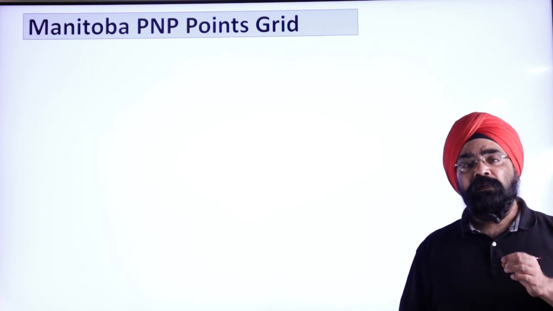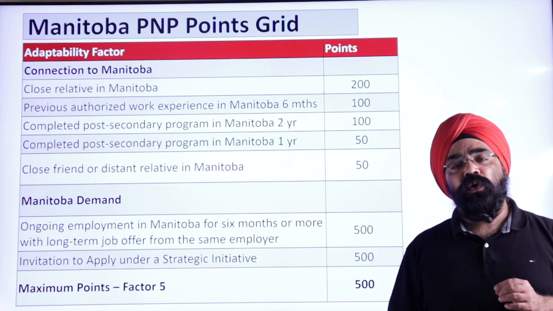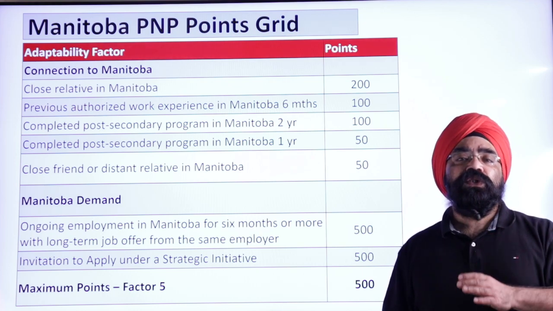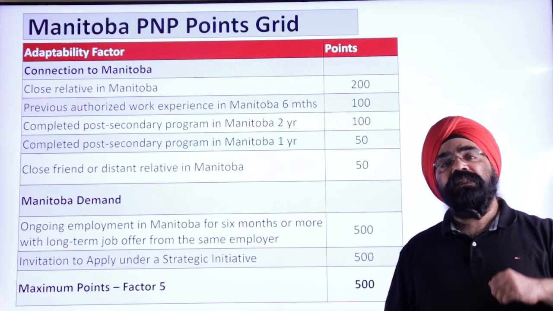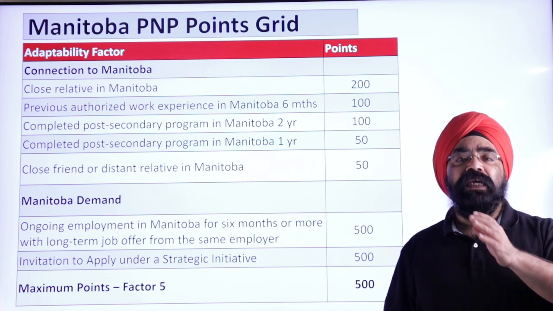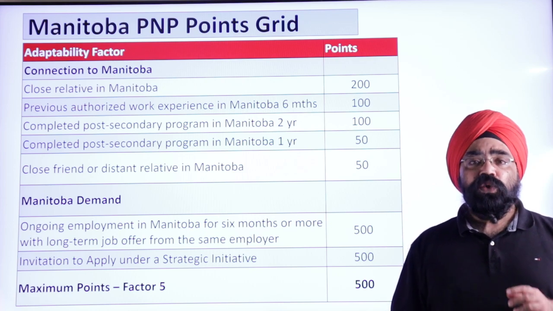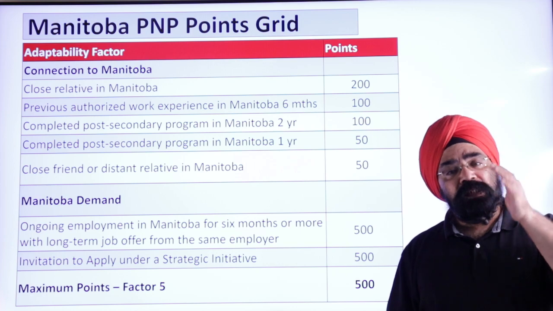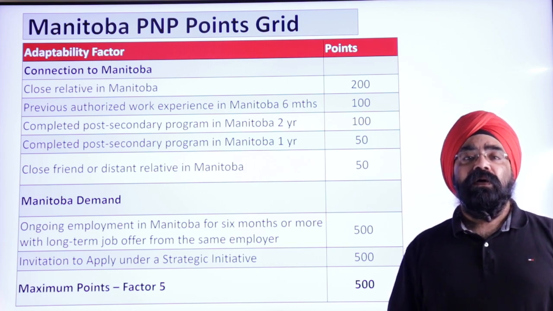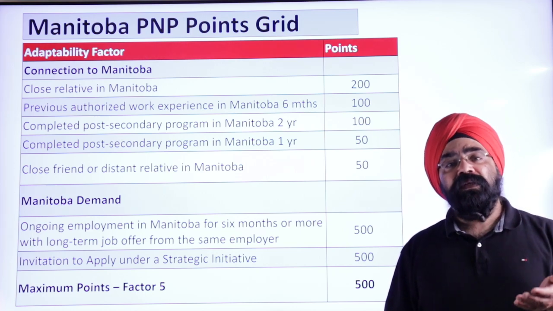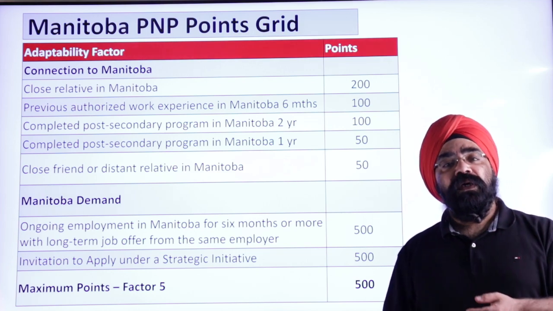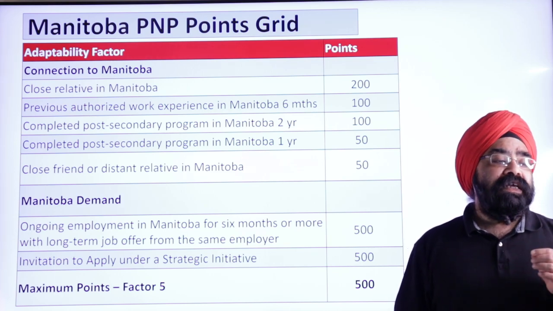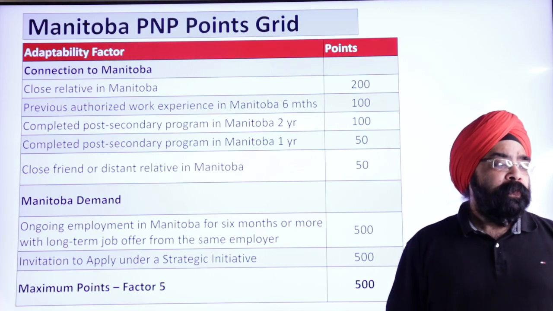In adaptability, the most important thing is connection to Manitoba. If you have a close relative, say suppose your sister is in Manitoba and you come to study in a Manitoba DLI institute, you will get 200 points just because your sister lives in Manitoba. The other way around, if your brother is in Manitoba and your sister comes and studies there, you will get 200 points. So a close relative in Manitoba, 200 points.